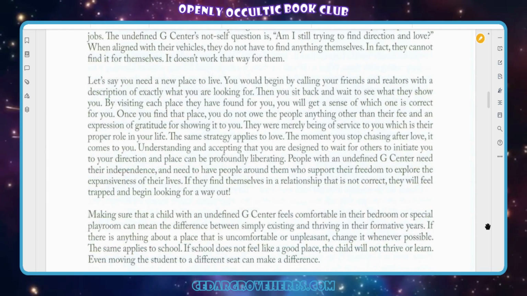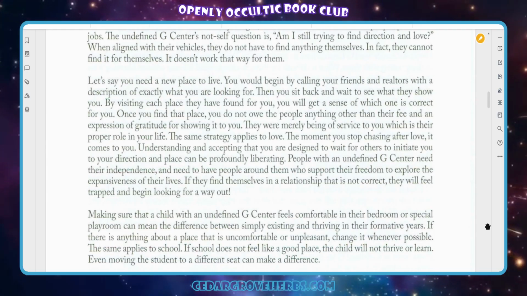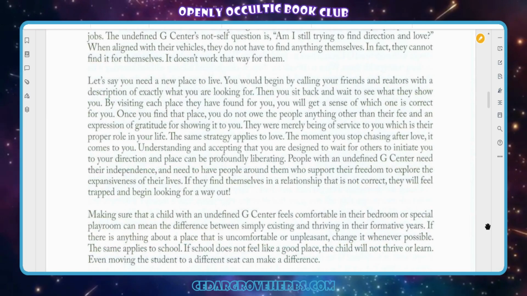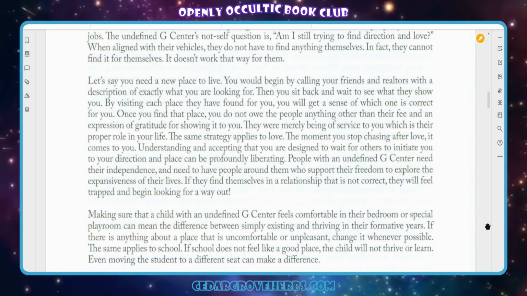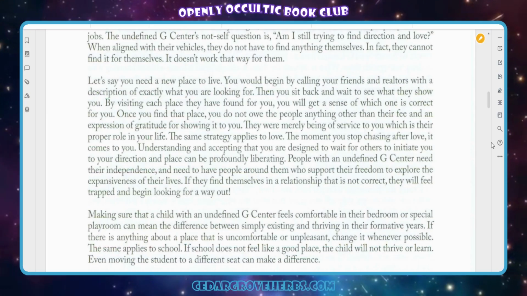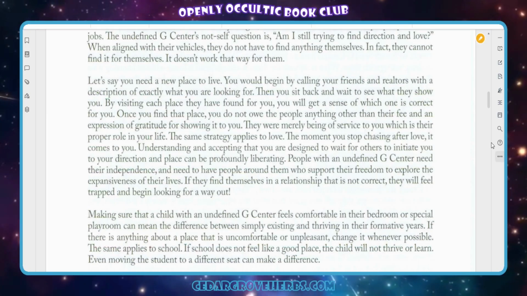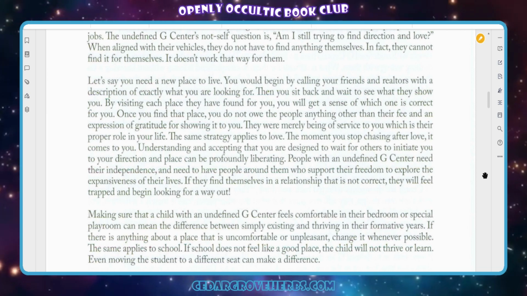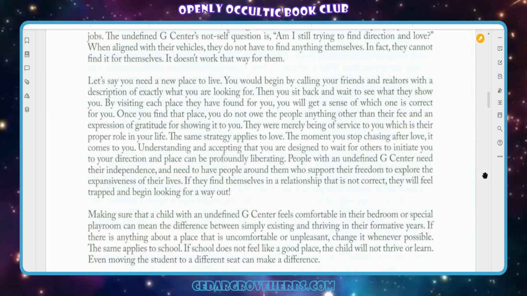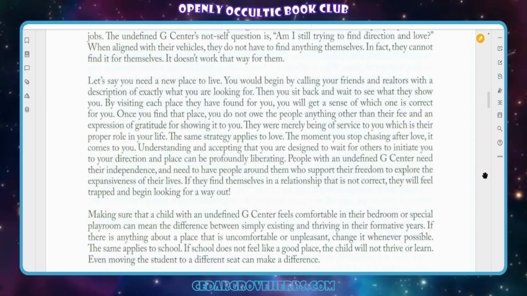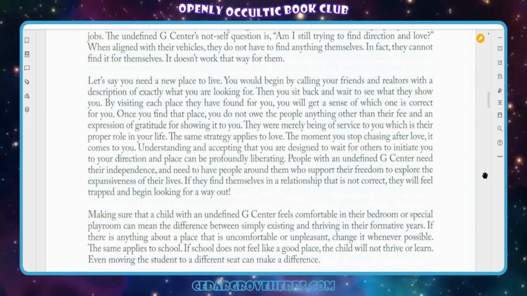Let's say you need a new place to live. You would begin by calling your friends and realtors with a description of exactly what you're looking for. Then you sit back and wait to see what they show you. By visiting each place that they found for you, you'll get a sense of which one is correct for you. Once you find that place, you do not owe the people anything other than their fee and an expression of gratitude for showing it to you. They were merely being of service to you, which is their proper role in your life.